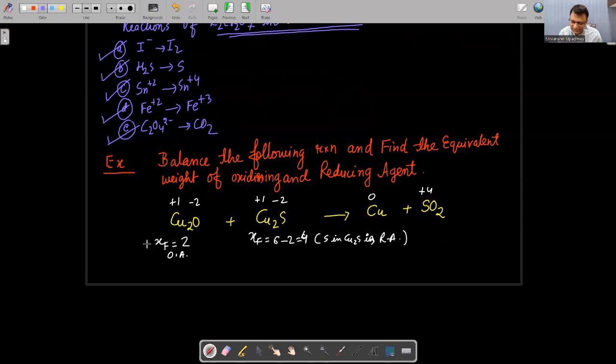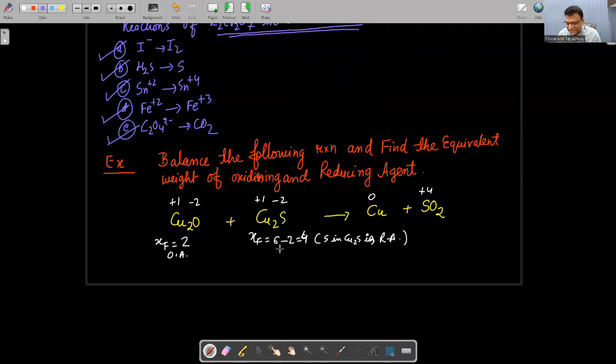So if I calculate the X factor of Cu2O, because it is an oxidizing agent, copper +1 is going to 0, it is taking 2 electrons. In case of Cu2S, copper is taking electrons, but sulfur is losing electrons. One atom of sulfur is losing 6 electrons, -2 to +4. And 2 atoms of copper are taking 2 electrons. So overall, Cu2S, one particle, is losing 4 electrons. So we can say Cu2S here is acting like a reducing agent, or specifically we can say that sulfur in Cu2S is acting like a reducing agent.